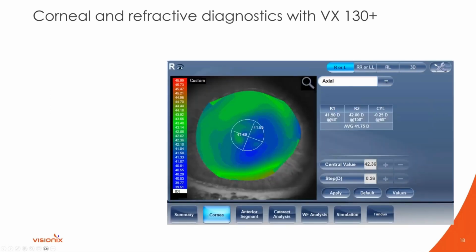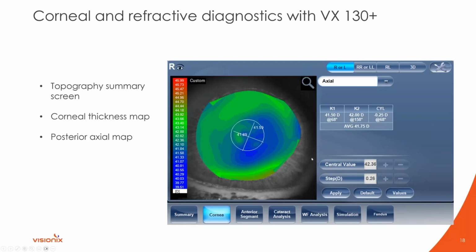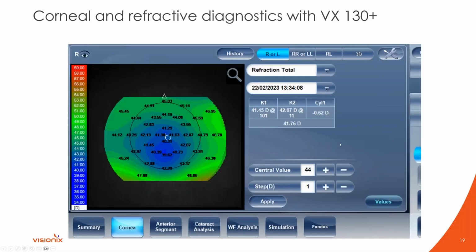Here's another view of the corneal and refractive diagnostics. Here you're able to see the actual central values, and then you can change the steps by quarters, half a diopter, full diopter, whatever you'd like to look at. As well as being able to see the posterior axial map as well.